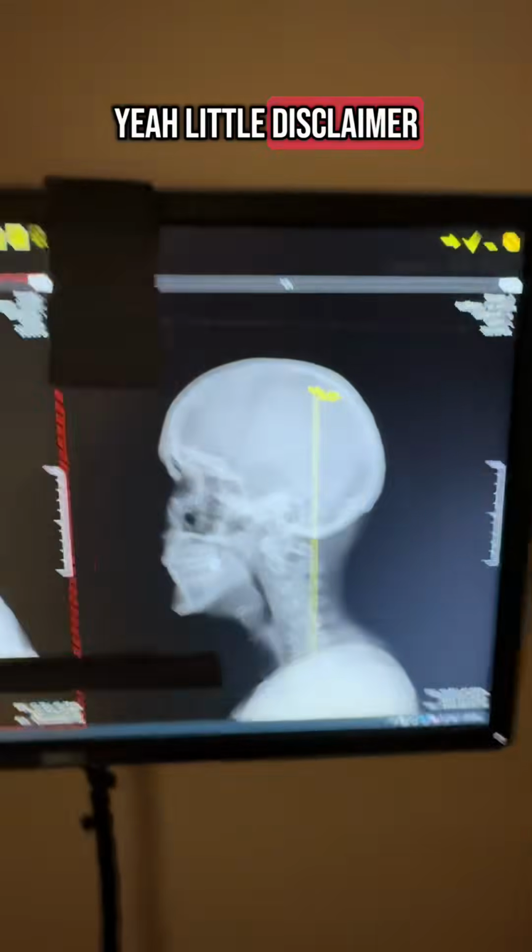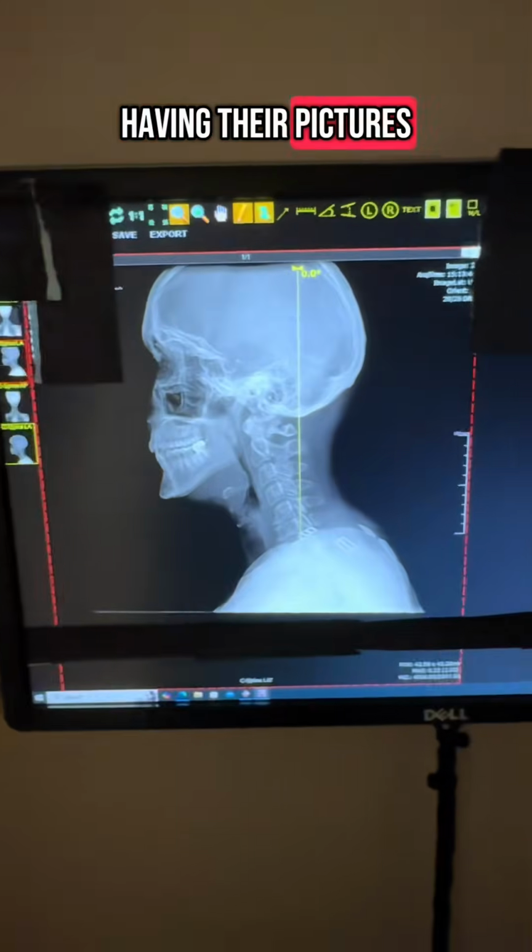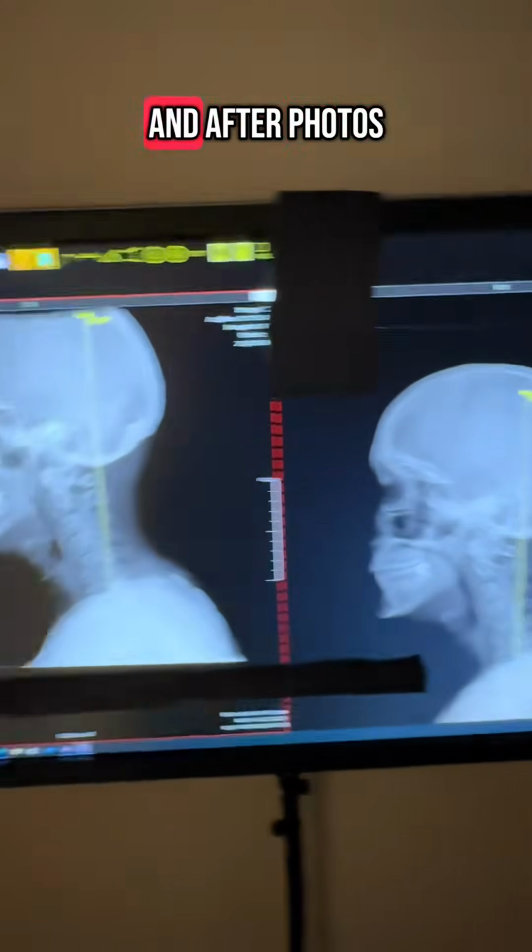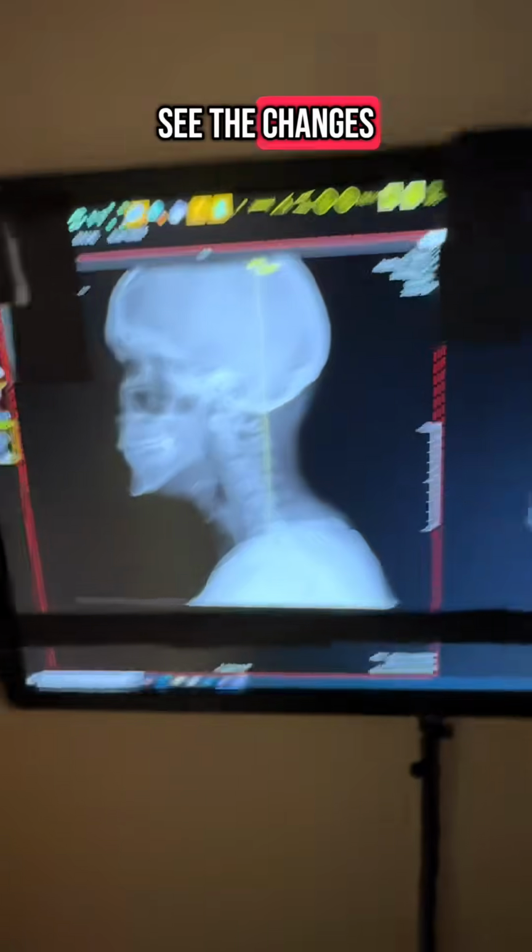Now, little disclaimer, all of these patients consented to having their pictures put up here and having before and after photos as well. They wanted to see the changes that were in their spine.